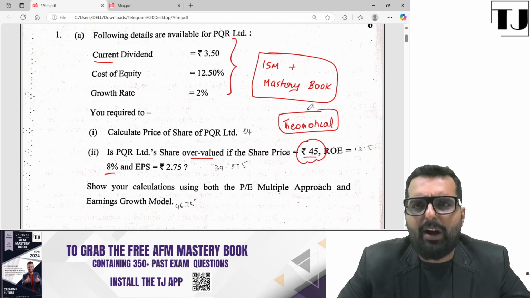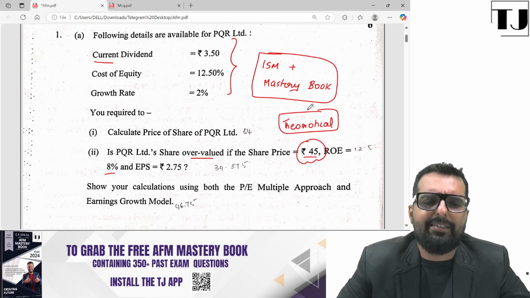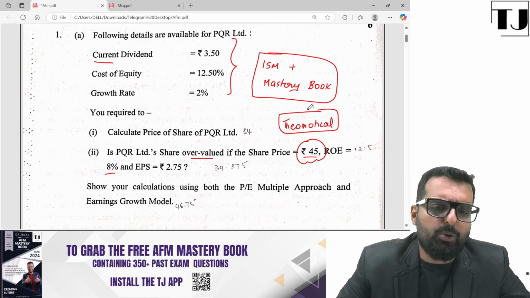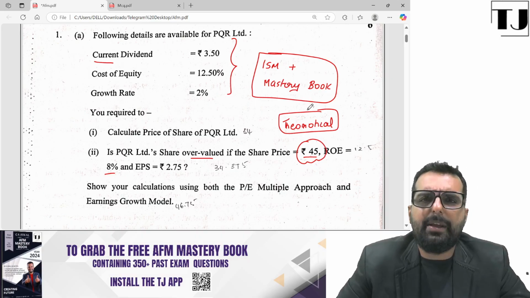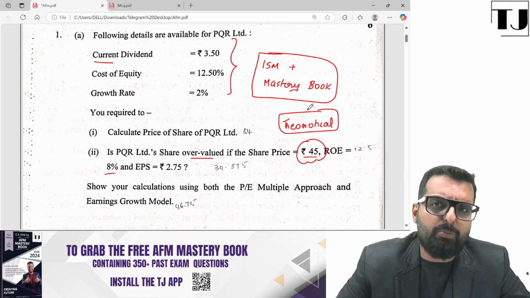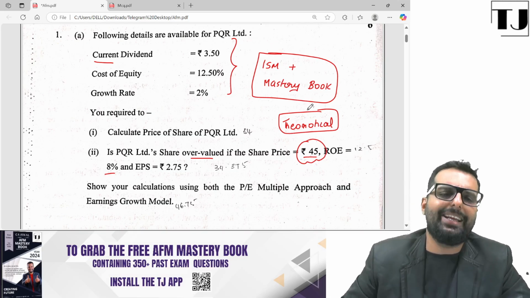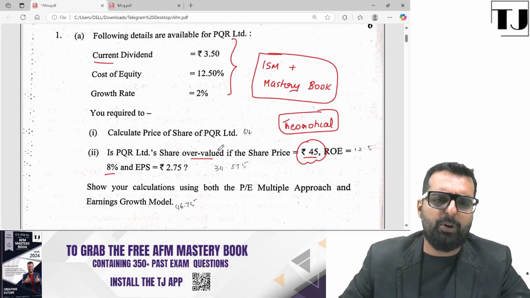And if it is overvalued, what are you supposed to do? You are supposed to sell. And they have asked you to use two approaches: PE multiple approach, price earnings multiple approach, and earnings growth model. Two methods are given. PE multiple is nothing but MPS divided by EPS, whereas earnings growth model is nothing but E1 divided by KE minus G. I hope you're clear with this part.